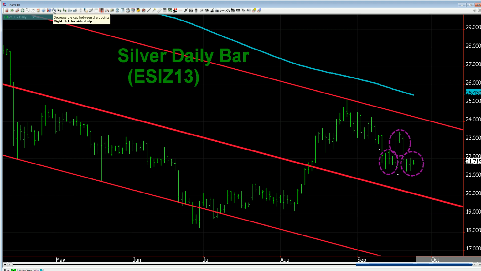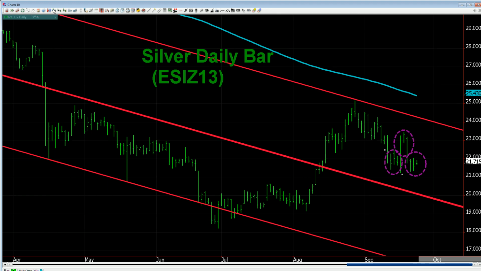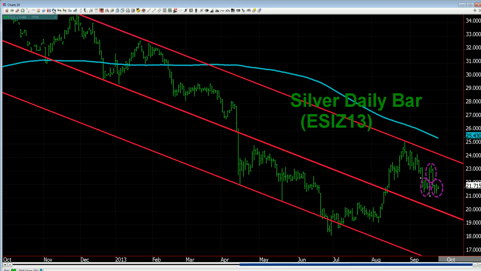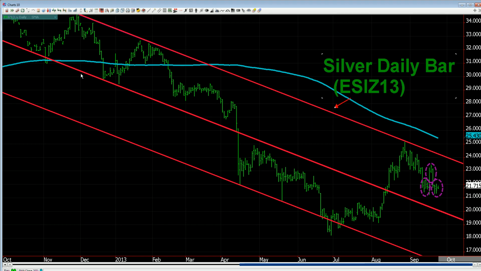A lot of traders are calling this a bull market. This is silver. Follow the pretty little red lines. That is not a bull market in anyone's imagination. It is not a bull market. Now, there is a case that traders are making for this to be an inverted head and shoulders.